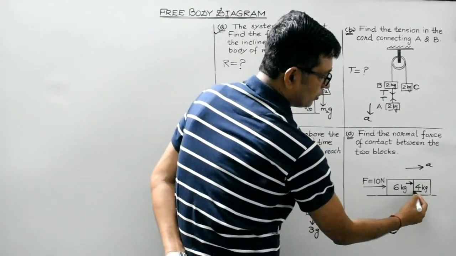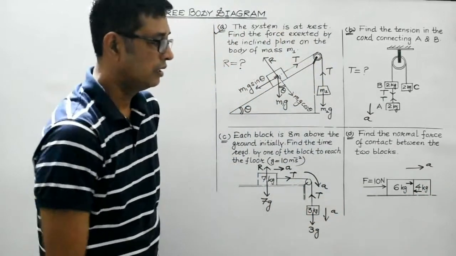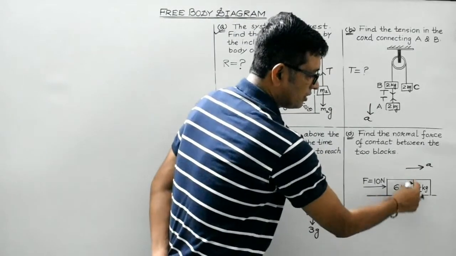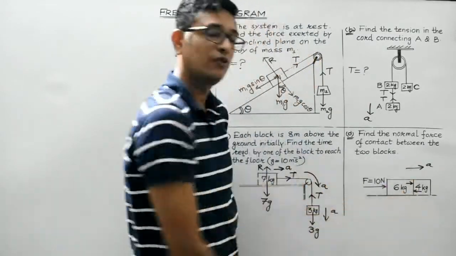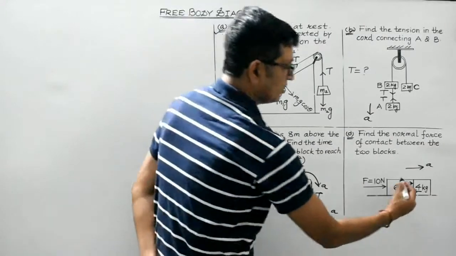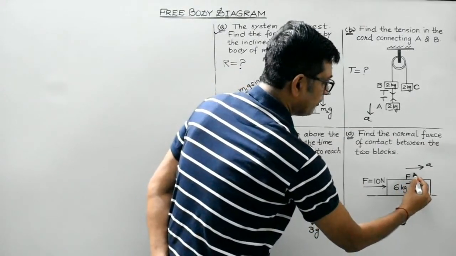This is the contact force. Right? It will act normally, and this is the surface of contact of the two bodies. So this is to be found. Let us consider it to be F dash.